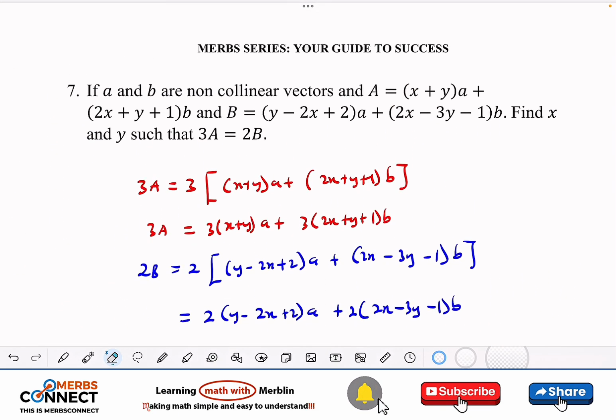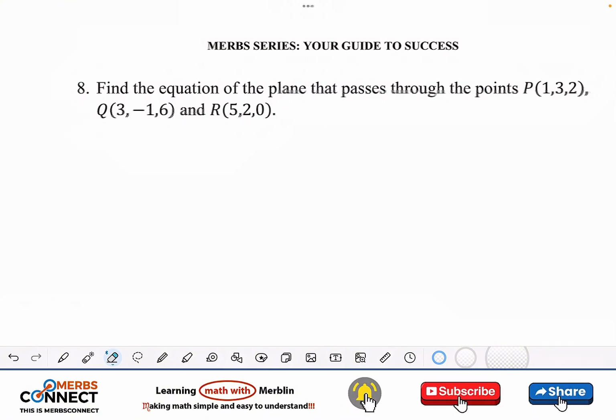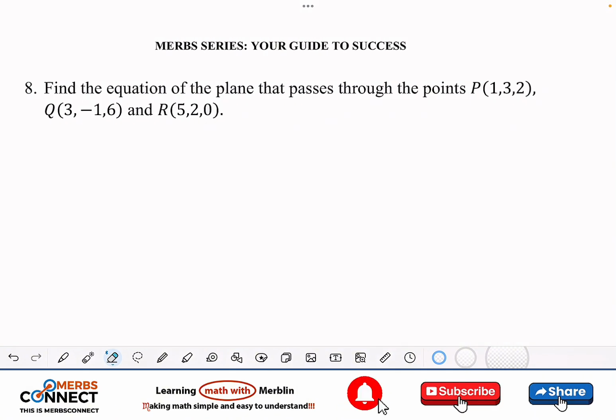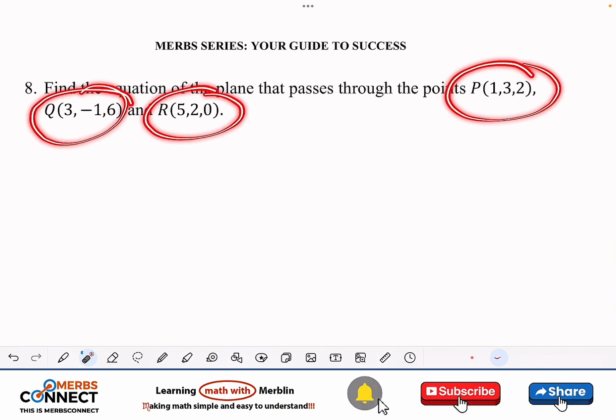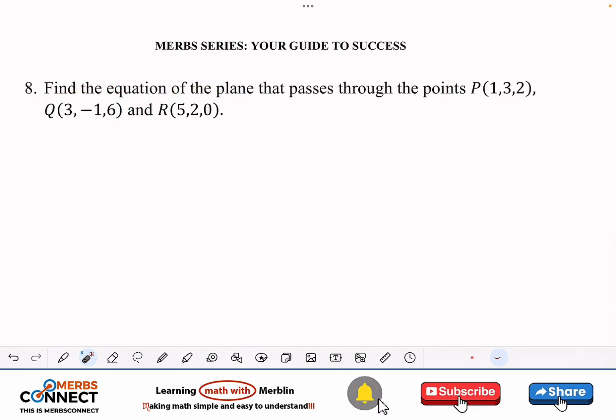All right. Okay. So let's look at the last two questions. We have question 8 and we have question 9. Then we are done with this video. Now, I love this question because we want to find the equation of the plane which passes through the three given points. So remember the equation of the plane from the previous video, right?